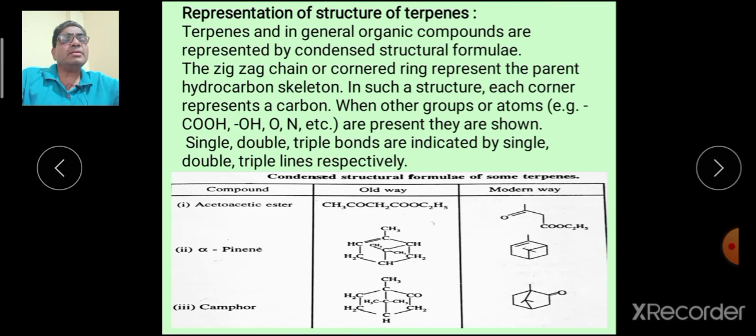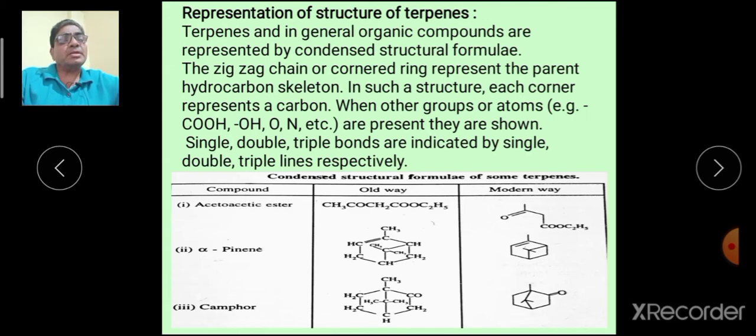And when other groups or atoms are present, for example, CHO group, OH group, oxygen, nitrogen atoms, they are shown, while single, double and triple bonds are indicated by single, double, triple lines respectively. For example, the condensed structural formula of some terpenes is given here. The first compound is acetoacetic ester. The old way to write it is CH3COCH2COOC2H5.